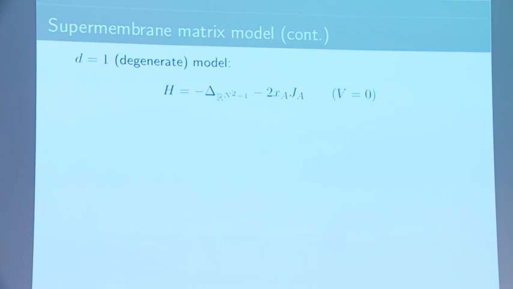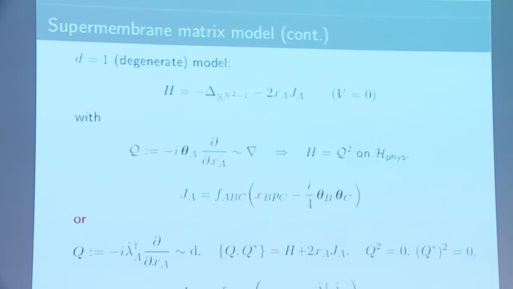Then there was this degenerate model, which is the one-dimensional case, which essentially is just a free Laplacian acting on the matrix degrees of freedom, and then there's a piece which vanishes on the physical Hilbert space. So for the corresponding supercharge, there's only one supercharge in this case. It's essentially just a theta times derivative. So this is like a Dirac operator, and its square is this Hamiltonian on the physical Hilbert space.